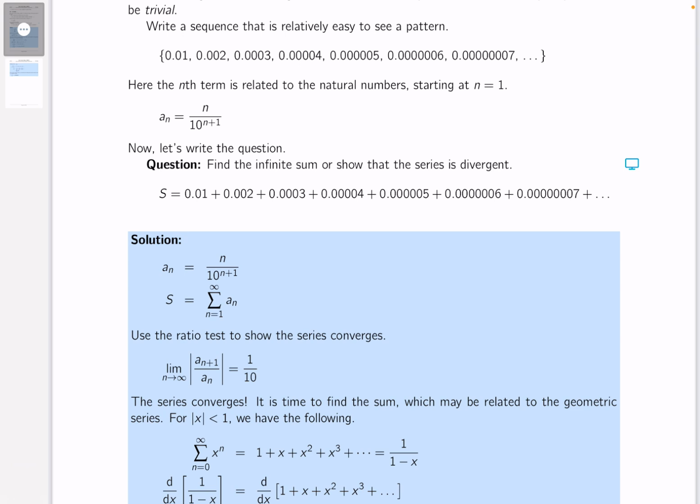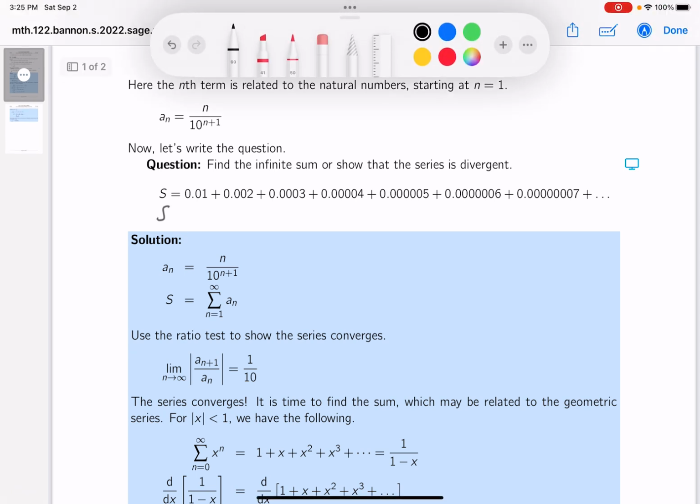So this question over here says find the infinite sum or show that the series is divergent. My hope is it's divergent because it would be the easiest thing to do. Before I do anything, I want to write down what S looks like to me. And I do see the decimal. The decimals kind of bother me, so I want to write the way it appears to me. It appears that it's 1 over 100. That looks better to me than the 0.01.